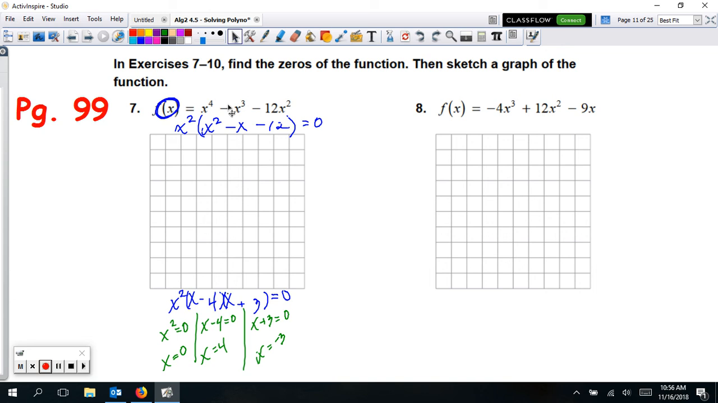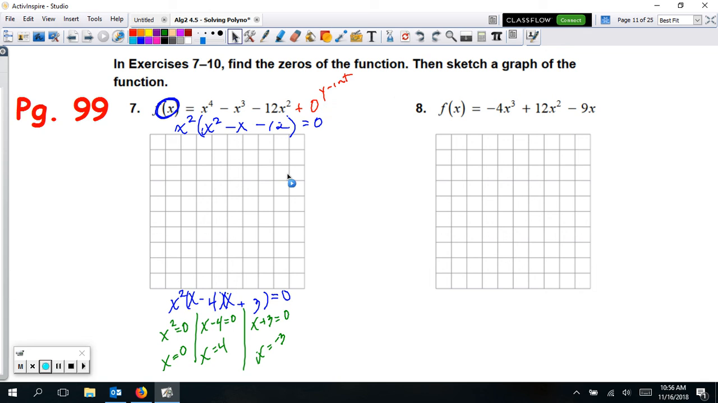But it's a degree 4 here. So since it's even, the graph should be going in the same direction on both ends. We could also look at the y-intercept. Since there's no constant in this one, the y-intercept would be 0. If you plug in 0 for x everywhere, the answer would be 0. So the y-intercept is 0.